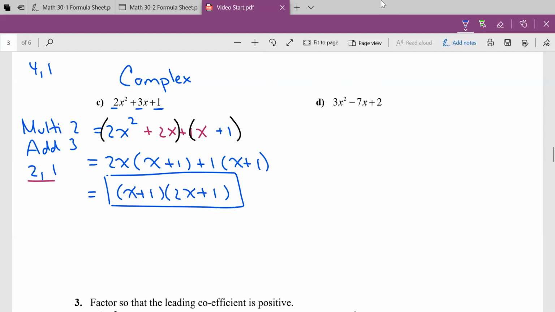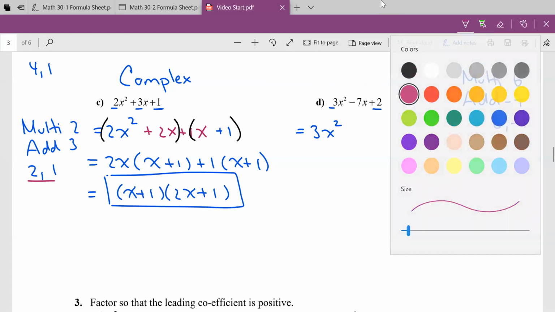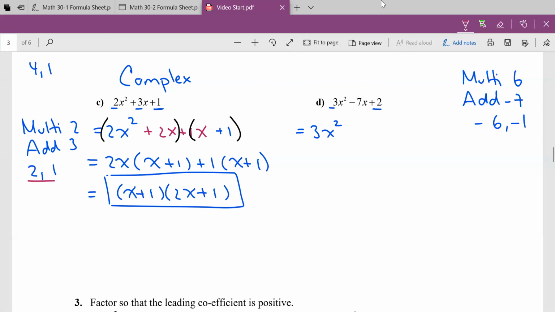Let's try one more. So we need two numbers that multiply to 6 and add to negative 7. Well, those two numbers are negative 6 and negative 1. Now, I'm going to decompose the negative 7. And it doesn't really matter the order, so I'll go minus 6x minus 1x. So I've decomposed the middle term plus 2. Then parentheses around the first two, parentheses around the second two, and there really still is a plus sign in between there. Just going to squeak that in.